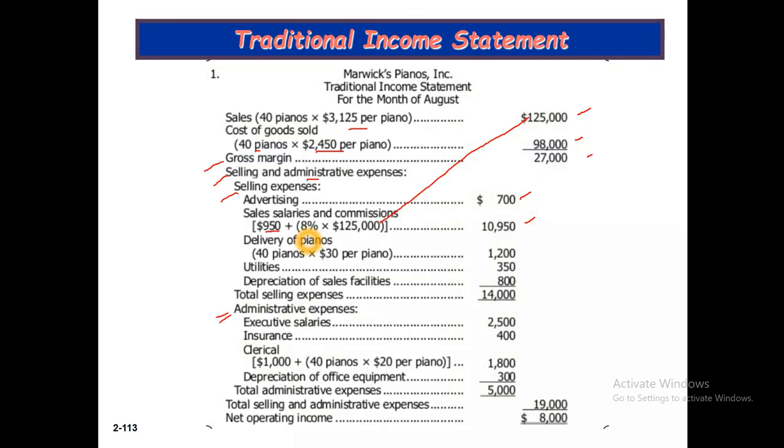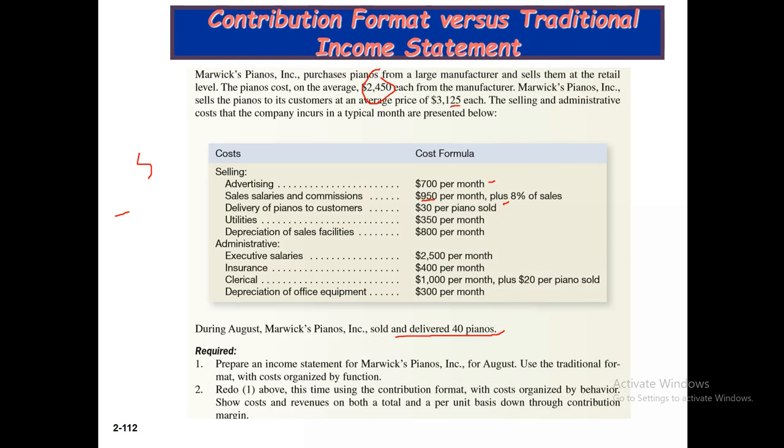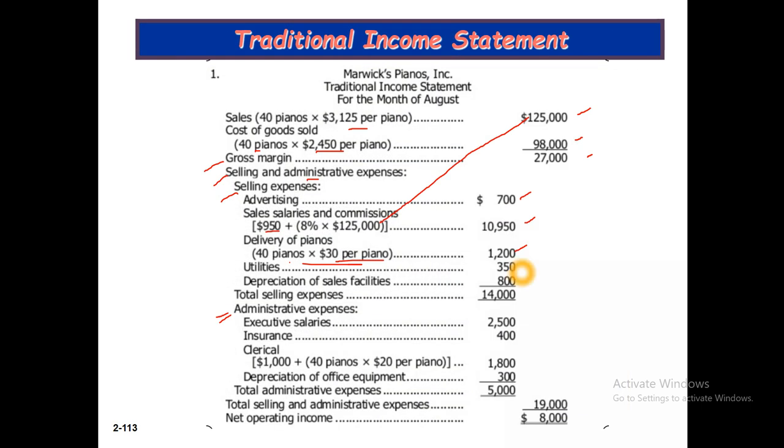That means our total is 40 pianos at 30 per piano. So this figure. And now utilities 350 per month and depreciation 800 per month. So this is the 350 per month and depreciation. So this is the total selling expenses, this figure. Okay, I think everybody is clear now.